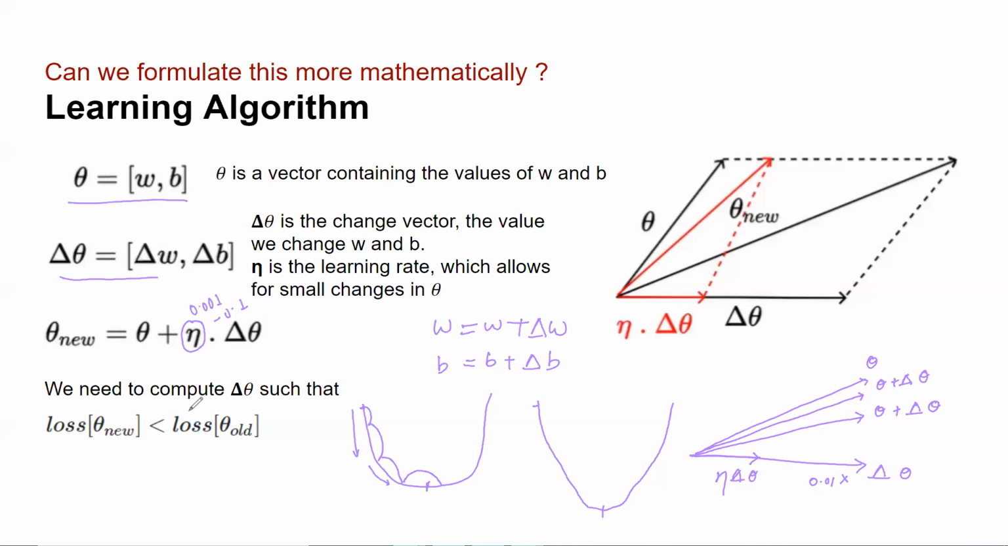Okay, so our learning algorithm will make sense only if my new loss, the loss after the update, is lesser than the loss I had in the previous iteration. Do you agree with me? Yes. So that is what I have written here: the loss when theta is updated to the new theta is lesser than the loss when I had the older value of theta.